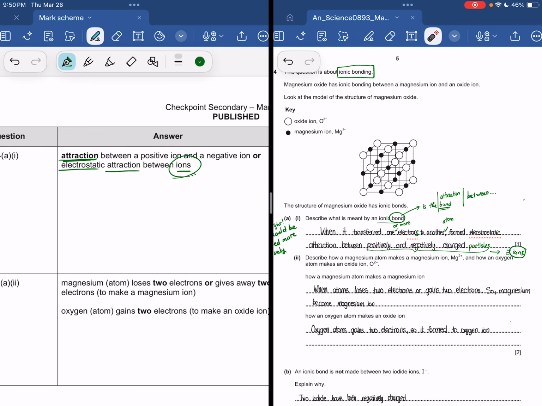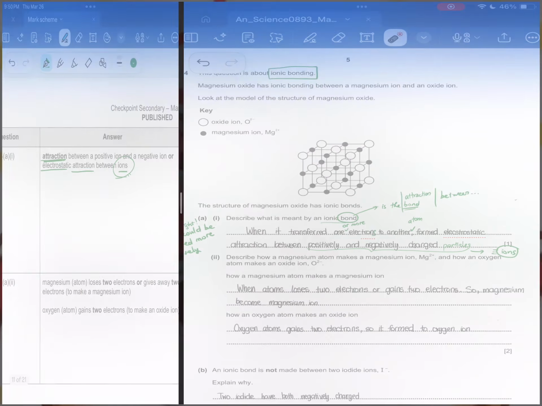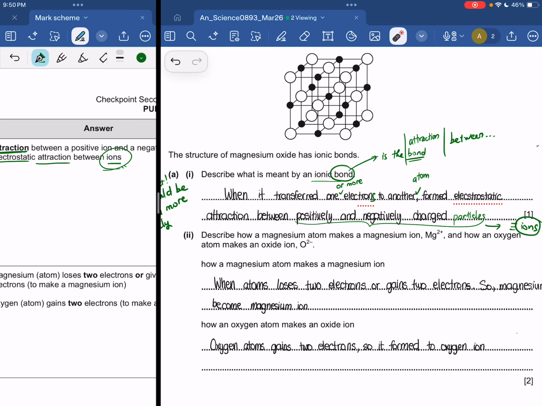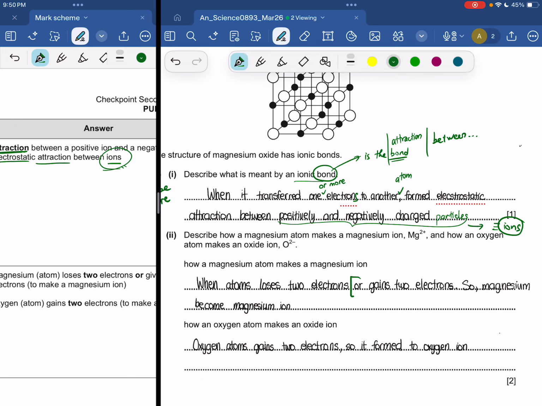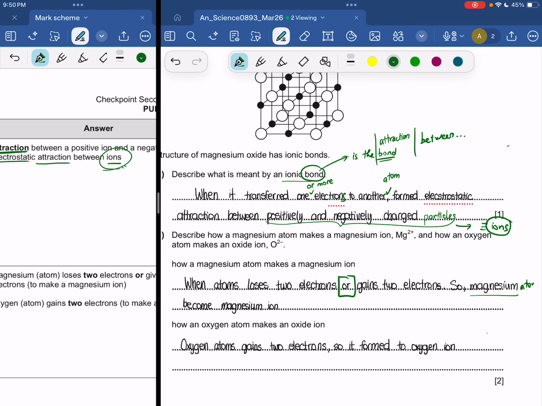For number 2, describe how, from having a magnesium atom, we can make it an ion. And then you mention when atoms lose 2 electrons or gain 2 electrons, so magnesium becomes a magnesium ion. When you say or, I'm not sure you mention that the magnesium atom itself, to make it an ion, is it losing or is it gaining? Right? I'm not sure about that. And you can see here magnesium is 2 plus.